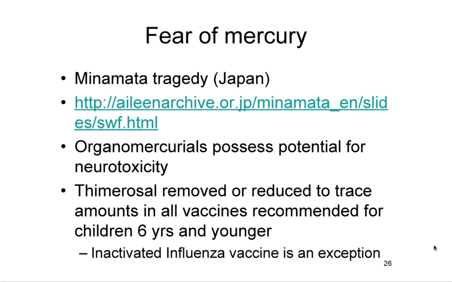However, it was later proved that organomercurials, that means mercury containing organic compounds, although in the Minamata tragedy what was released to the river was inorganic mercury, can also possess potential neurotoxicity, and hence this led to thimerosal being removed or reduced to trace amounts in all vaccines recommended for children 6 years and younger. However, inactivated influenza vaccine is an exception. It still contains small or trace amounts of mercury.